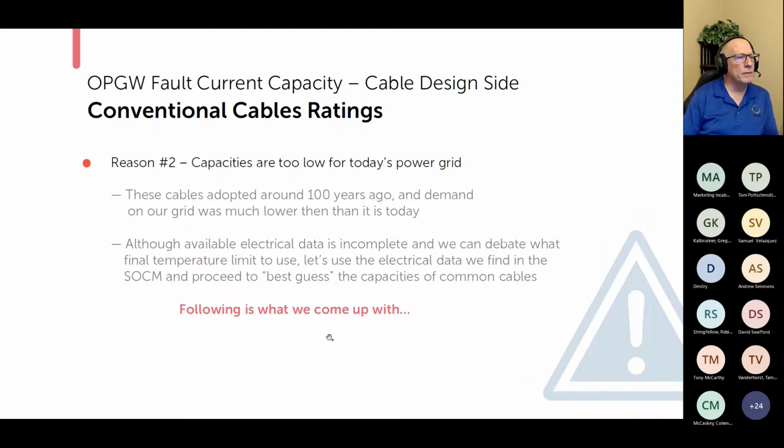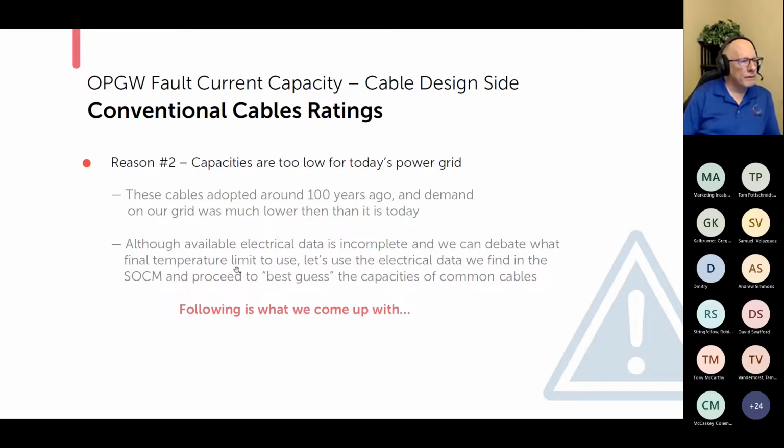And I'll show you this in a minute, but what I'm going to tell you now is we're going to find that the capacities are too low for today's power grid. At first that may seem really surprising, but if you think about it a little further, it's not really that surprising, because many of those cables were adopted on the order of 100 years ago, literally, in the 1920s, when the demand on our power grid was much, much lower than it is today. So it's really no surprise that we find a mismatch.